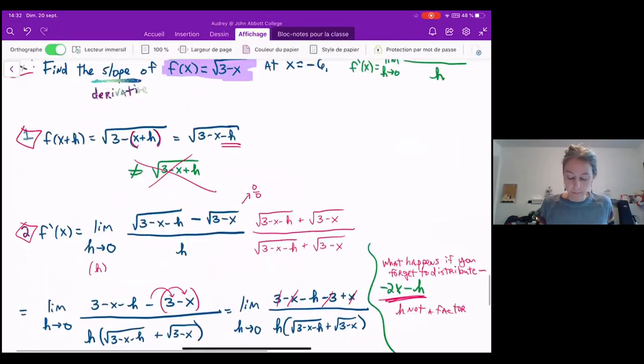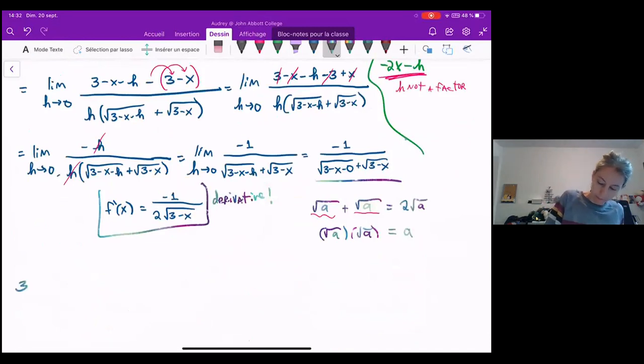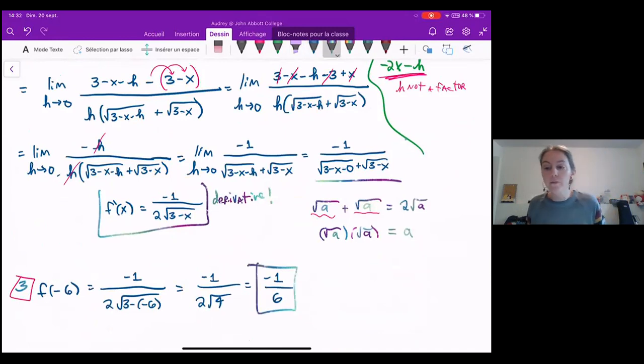Final step, at x equals negative 6. That means plug in negative 6. So my step 3 is f prime of negative 6 is equal to negative 1 over 2 times root of 3 minus negative 6. That's negative 1 over 2 root 9. Root 9 is 3. So that's negative 1 over 6. And this is the slope of the curve at x equals negative 6.